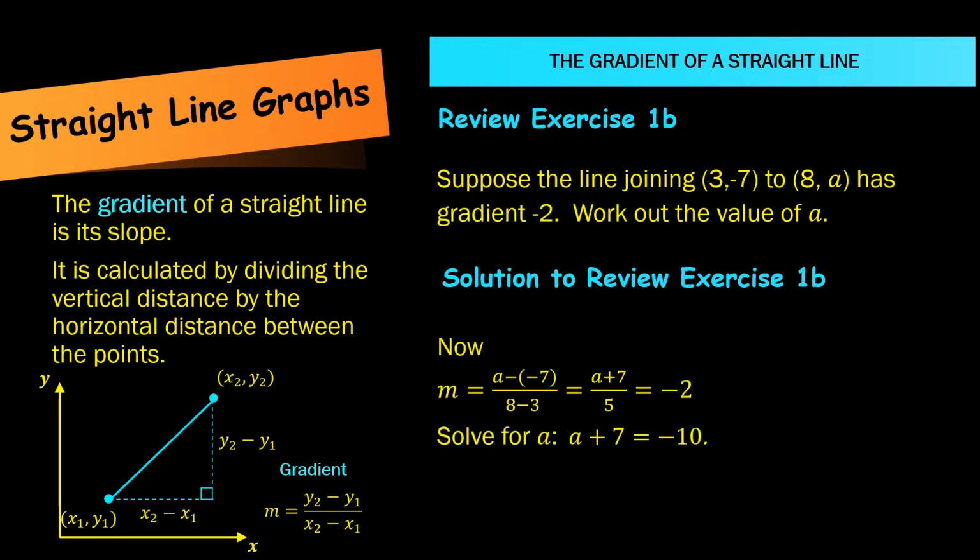Now solve for a. Multiplying out, a plus 7 over 5 equals minus 2, gives a plus 7 equals minus 10. And finally, rearranging gives a equals minus 17.